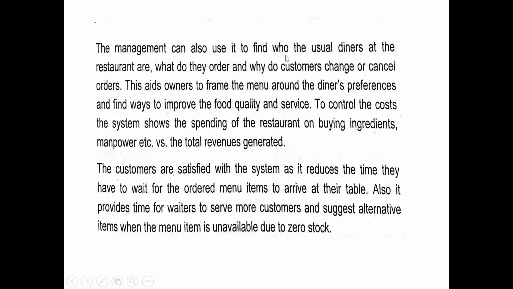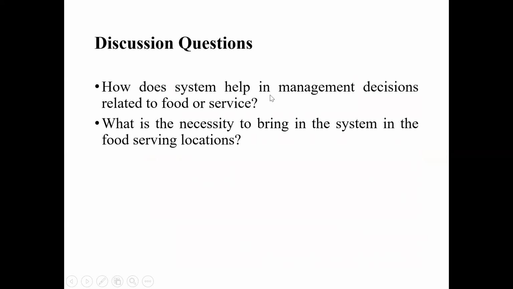Here you can find that management can also use the information system to find out who the usual diners are, what their preferences are, what type of service they want, what type of food they want, what the ways to improve are, and they can know about the total revenue generated. So the first question is about finding which paragraph is talking about this. It is about management decisions, so we find out which topic we have to write in this. You have to write down this answer in your notes.